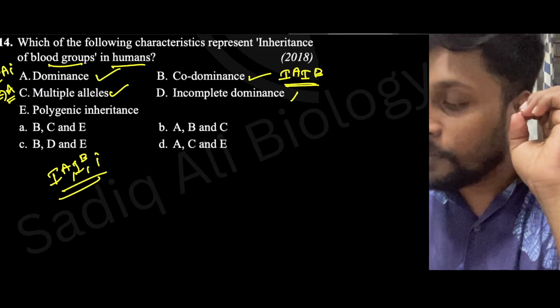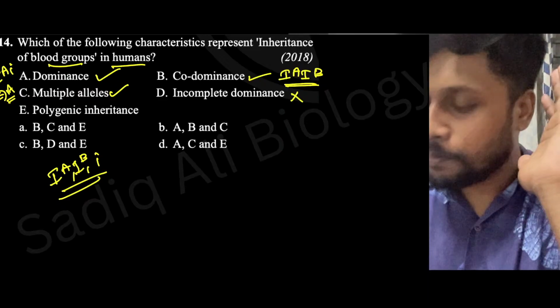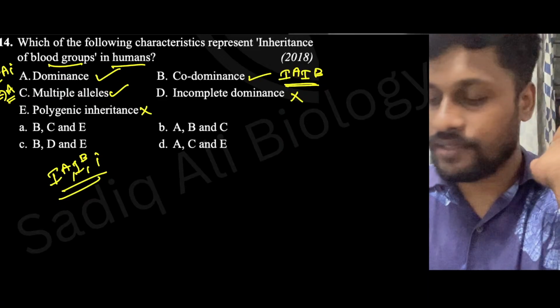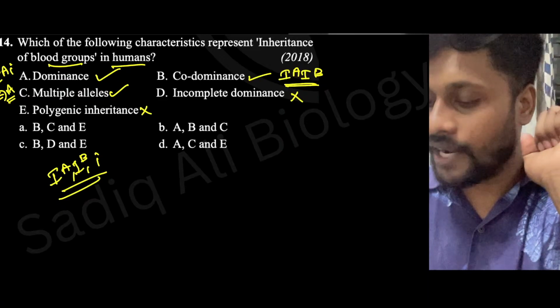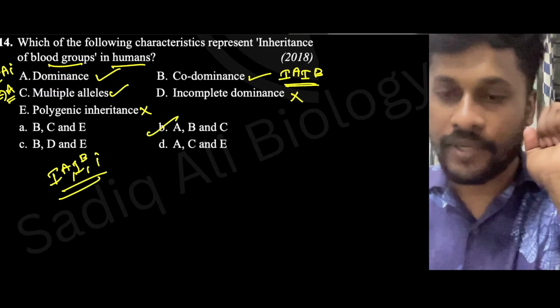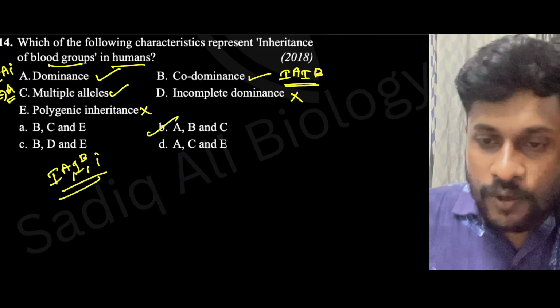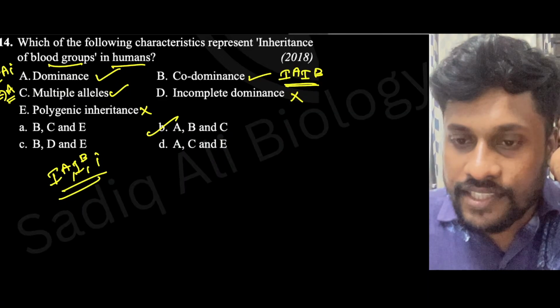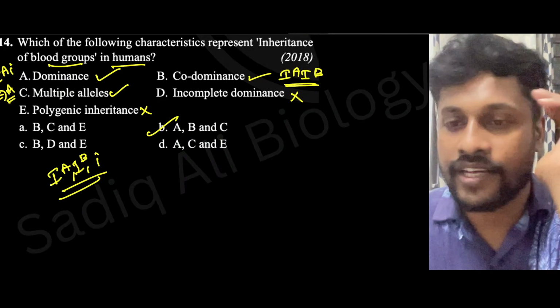But incomplete dominance is not true. Polygenic inheritance is also absent in the case of ABO blood grouping, right? So A, B, C will be the answer. What is A, B, C? Option B. Yeah, very good, guys. Kausalya, yeah, Nitya, Raghotama. Oh, very nice, guys.